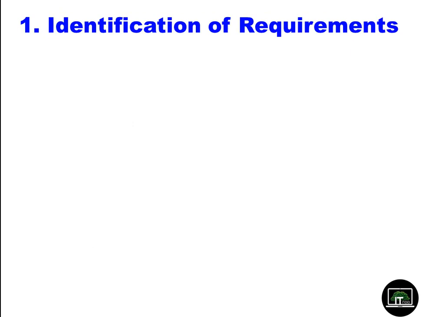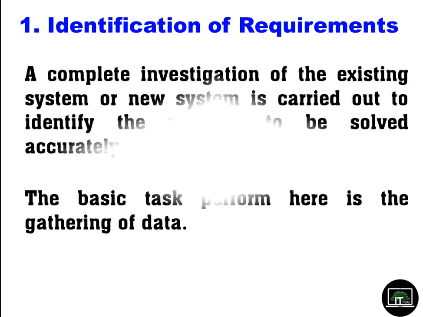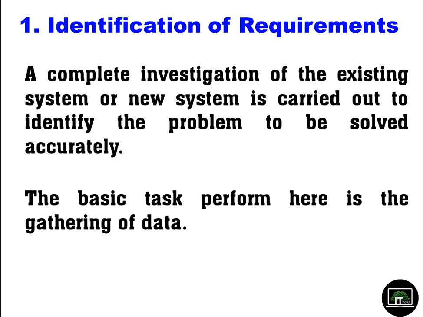Phase 1. What is phase 1? Identification of requirement. What are we doing here? A complete investigation of the existing system or new system is carried out to identify the problem to be solved accurately. So first of all, we want to understand what problem we are going to solve. There may be an existing system that we want to develop or improve, or there may be no system. Anyway, we should know what problem we are going to solve.